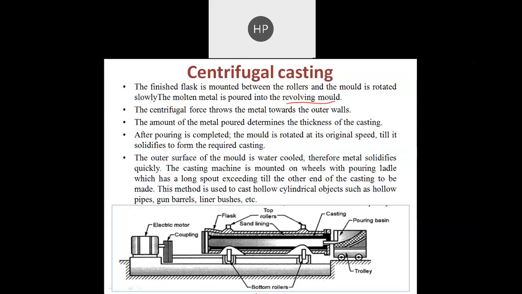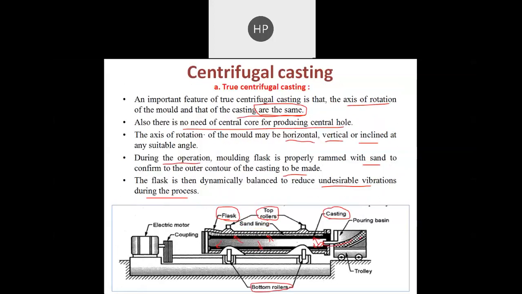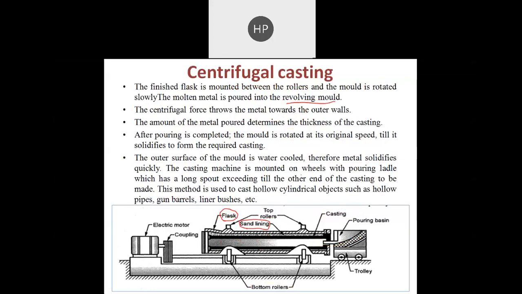First we have a flask, and in that flask we create one layer of sand. The layer of sand depends on what kind of outer surface we require. That is what we discussed over here: what kind of outer contour we will require, and based on that we create a sand lining.